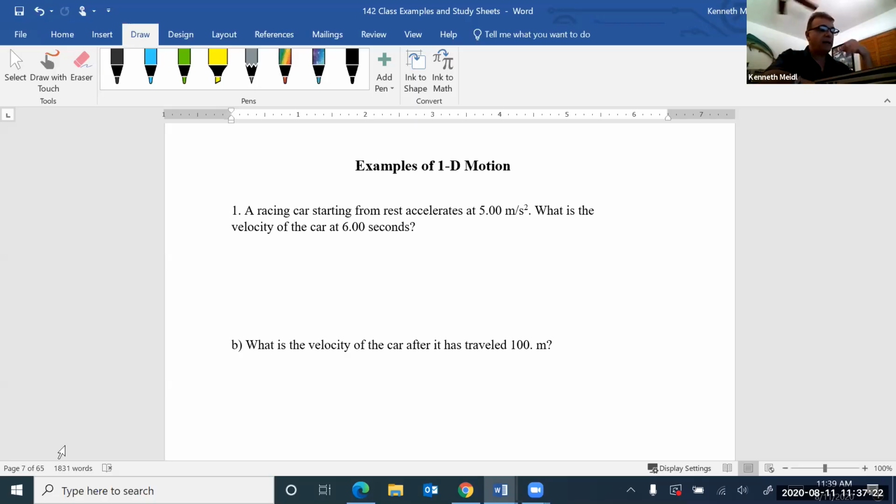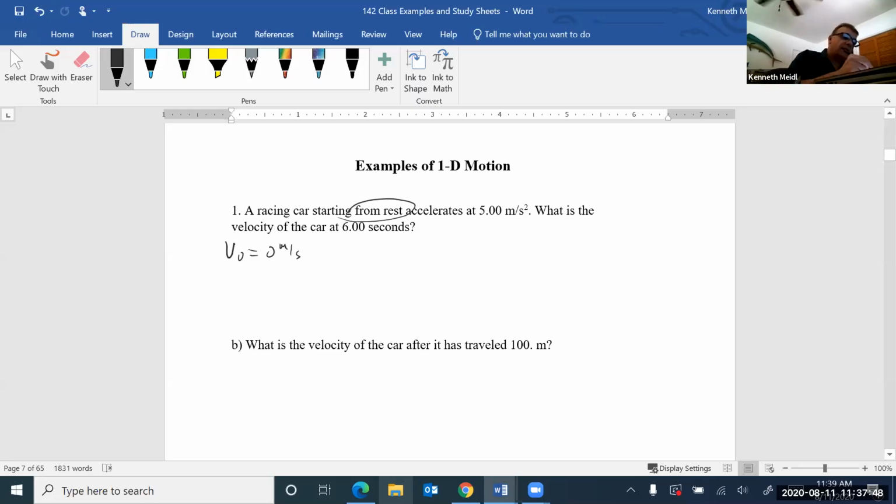So as I take a look at this first example here, it says a racing car starting from rest. That's already telling me something. So when I read that, starting from, that tells me something with my notation. Vstart, that's the starting speed. Starting from rest, the starting speed is 0 meters per second because it says it starts from rest, okay? It says it accelerates at 5 meters per second. What is the velocity of the car?